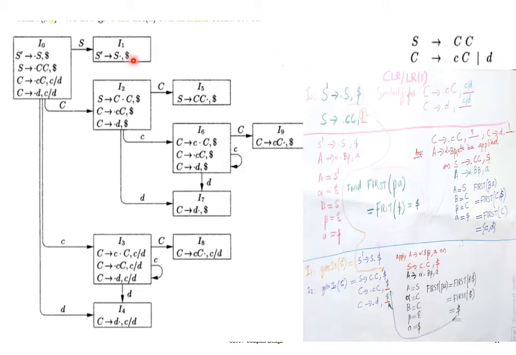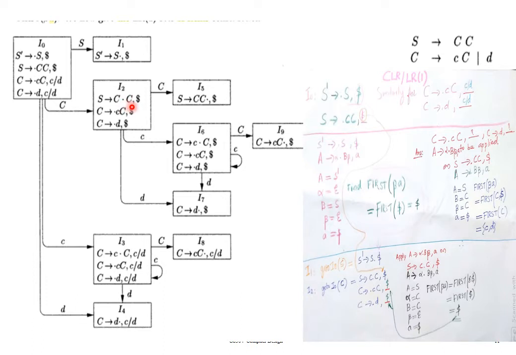Then how has this item got the c bar d? Again, write it in the form of A gives alpha dot B beta comma a. So beta is absent, a is c bar d. So first of a, that is first of c bar d, is c bar d. So that is why both of these items are having c bar d. Next you look for any chance of adding further items to this closure. Here after the dot there is terminal small letter c, and after the dot there is terminal small letter d. So there is no non-terminal after the dot, so we cannot add any more items to this closure.